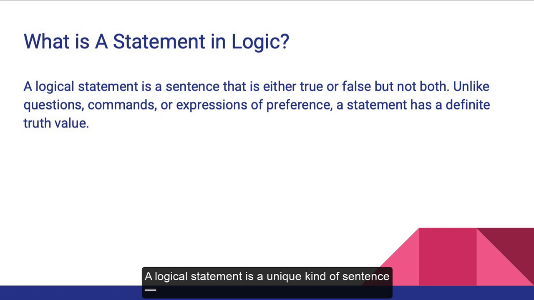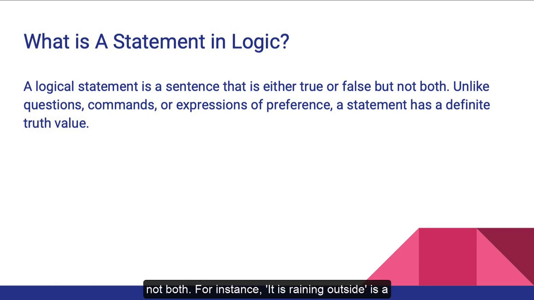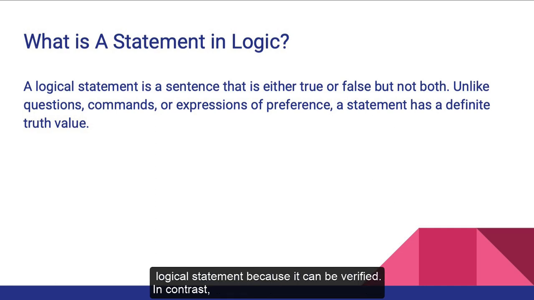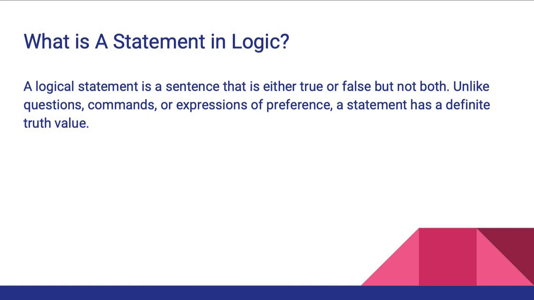A logical statement is a unique kind of sentence, one that can be definitively labeled as either true or false, but not both. For instance, "It is raining outside" is a logical statement because it can be verified. In contrast, questions like "Is it raining?" or commands like "Close the umbrella" don't qualify as logical statements because they don't have a truth value. They can't be said to be strictly true or false. Understanding this distinction helps us to better grasp the building blocks of logical reasoning.